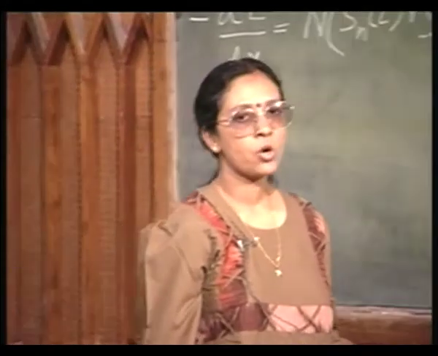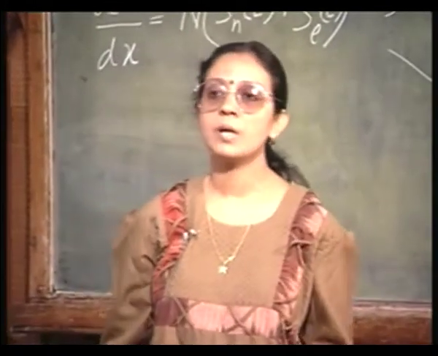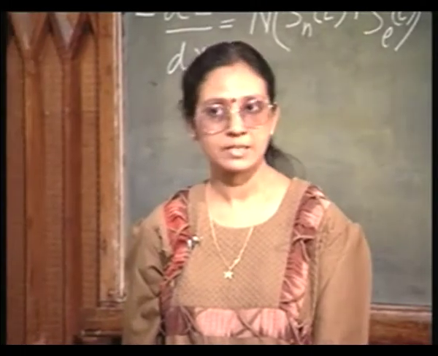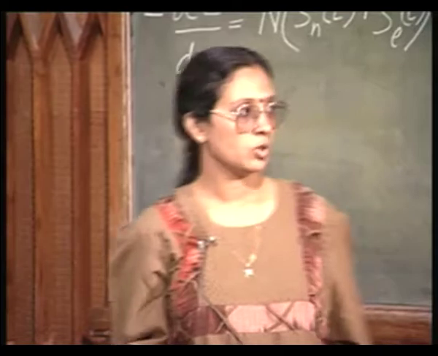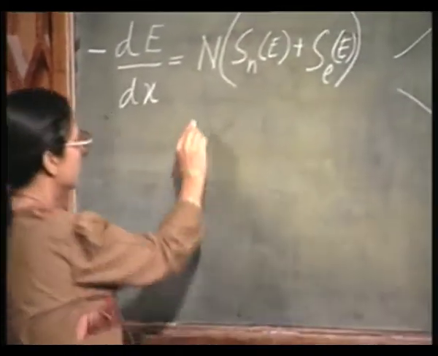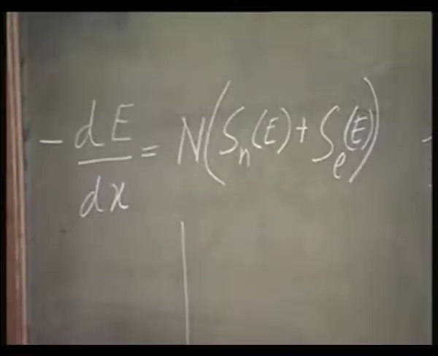Now, when the energetic ion beam has entered the semiconductor surface, it is like this. Let us say this is the semiconductor surface, and this is the energetic ion beam.